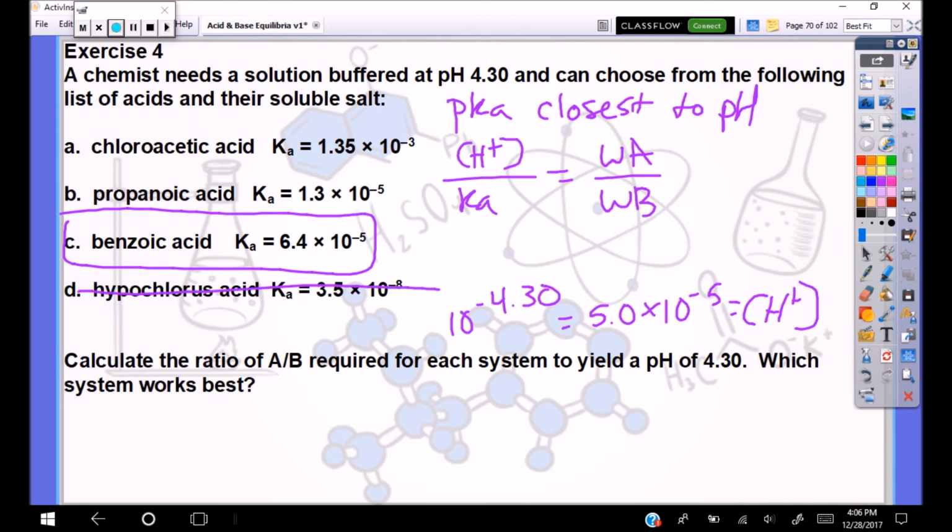Hypochlorous acid is way too small. Chloroacetic acid is way too big. The only two real contenders here are these. 6.4 is closer to 5 than 1.3 is. So a couple ways you could do it. If you did all the math, you could do it that way. If you just reasoned and looked by comparison at which is closest, benzoic acid should have been your safe bet.